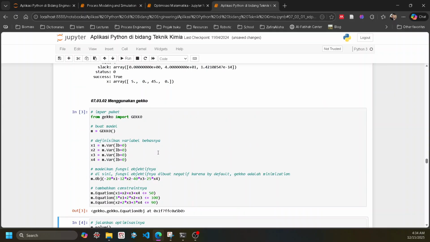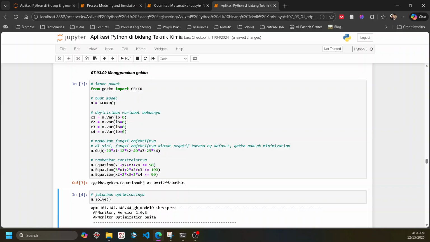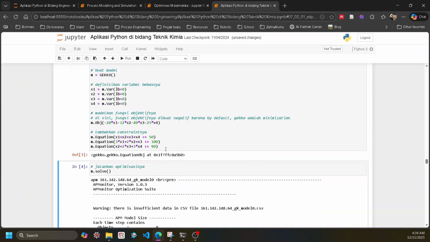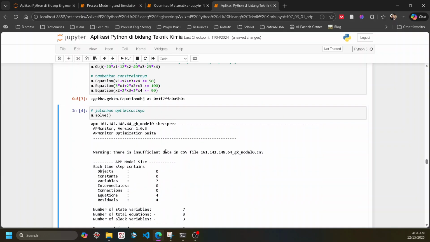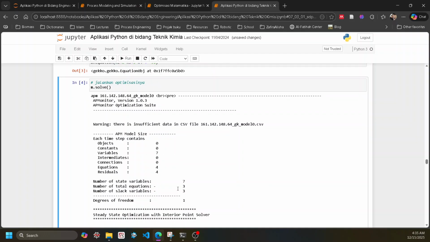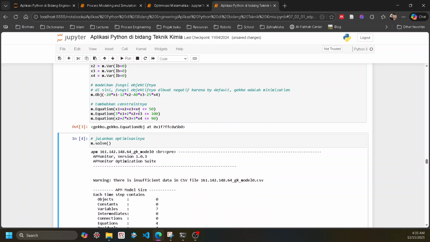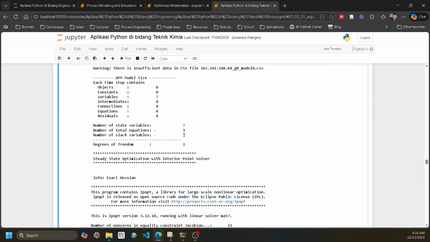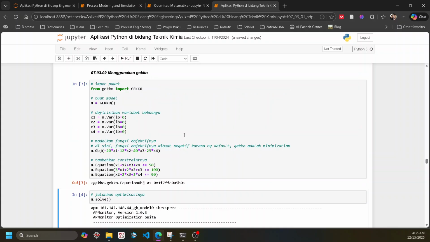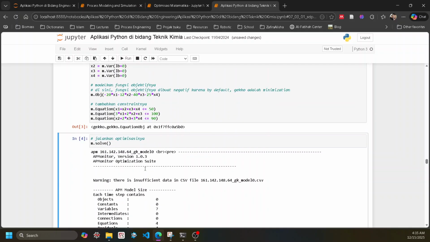Seven variables as we know it, right? 1, 2, 3, 4, and then seven variables. I think it takes into account the equation, maybe, I don't know. And then there are four equations: 1, 2, 3, 4. So the total equations is three for the constraints, and then slack variables 3. So he puts the slack variable in all these three constraints basically.